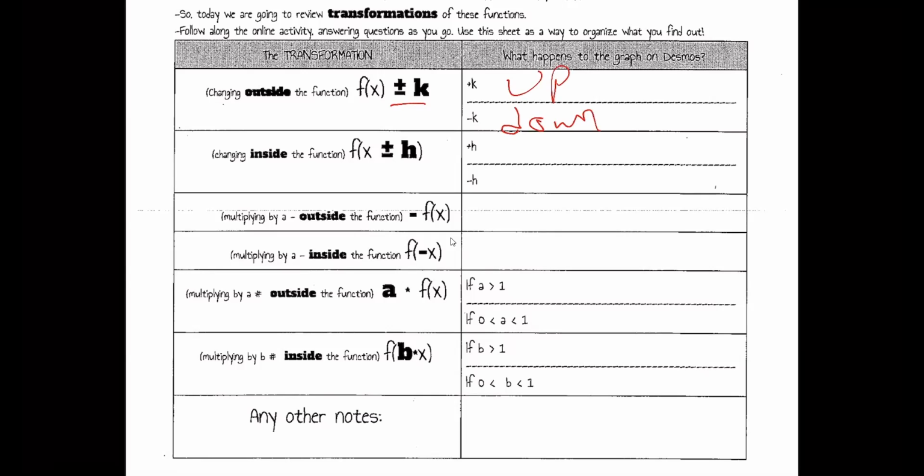If you have a number inside the parentheses or inside with your variable, sometimes different functions, like if it's a square root function, it's inside the square root. If it's an absolute value, it's inside the absolute value. But if it's inside with your variable, it's kind of backwards of what you would expect: plus on the inside means you go left. Minus on the inside means you go right.